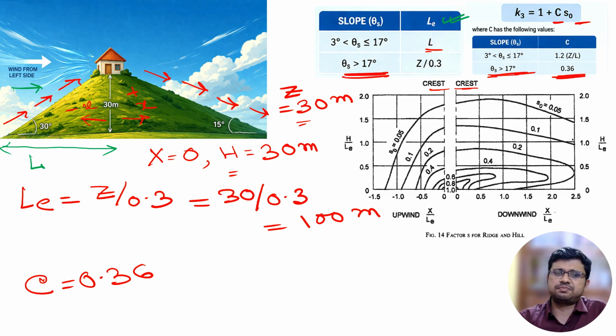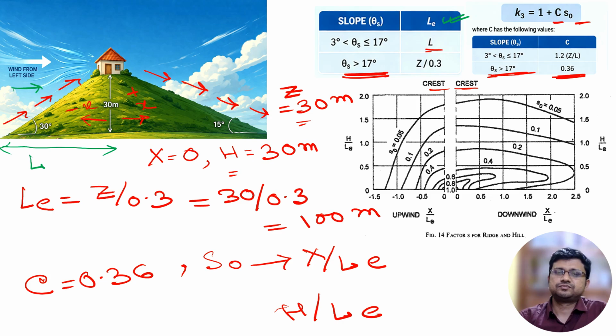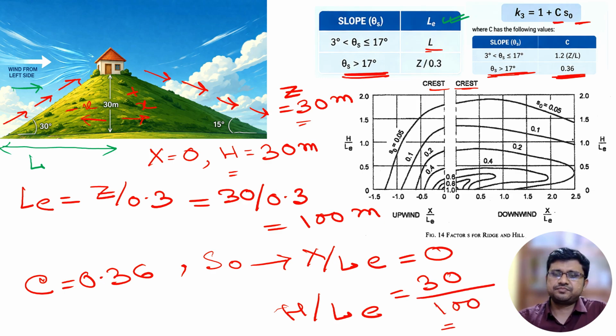Now we have to calculate the value of S0. We know that S0 depends on two factors: one is x by LE and another is h by LE. What is the value of x by LE for our problem? X is 0, so it will be 0. And h by LE: h is 30 meter and LE is 100, so it will be 0.3. So h by LE is 0.3, x by LE is 0.